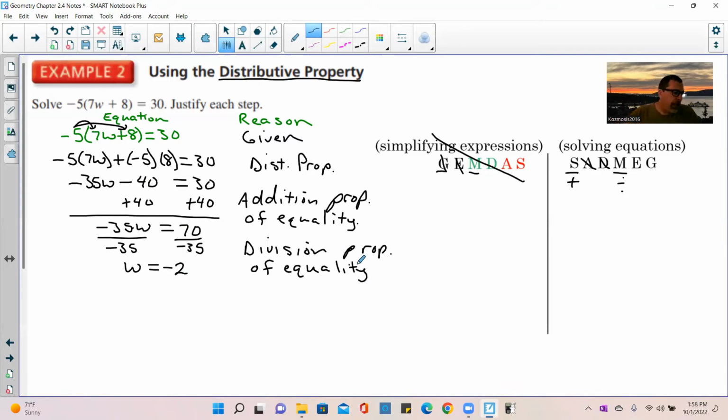Okay, and that is our answer to the problem. W equals negative 2. Now I'm going to check it. So I will put negative 2 in right here. 7 times negative 2 is negative 14. Negative 14 plus 8 is negative 6. Negative 6 times a negative 5 is positive 30. It checks. There's the answer to the question with reasons given.